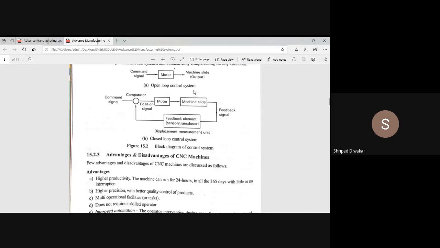In case of the open loop control system, the motor directly receives the command signal from the input and executes those instructions on the machine directly. Here we don't have any feedback signal in the open loop control system. Whatever signals are received from the input, it gives directly to the machine. According to the instruction received by the motor, the machine performs the actual task.